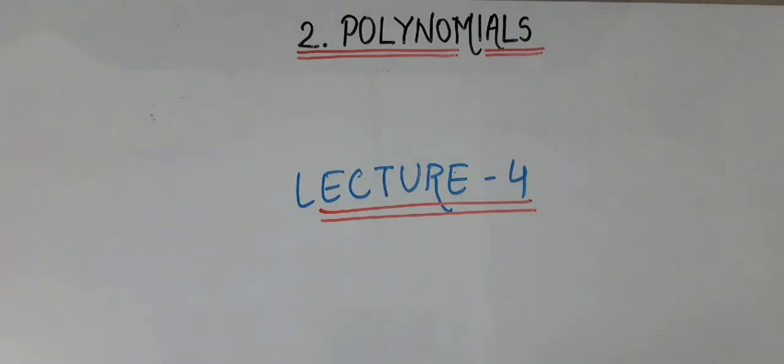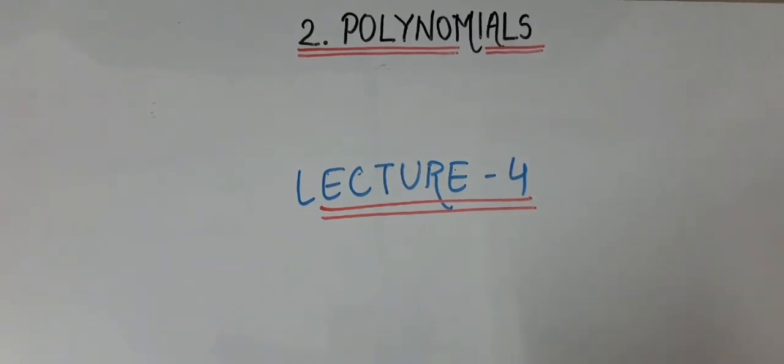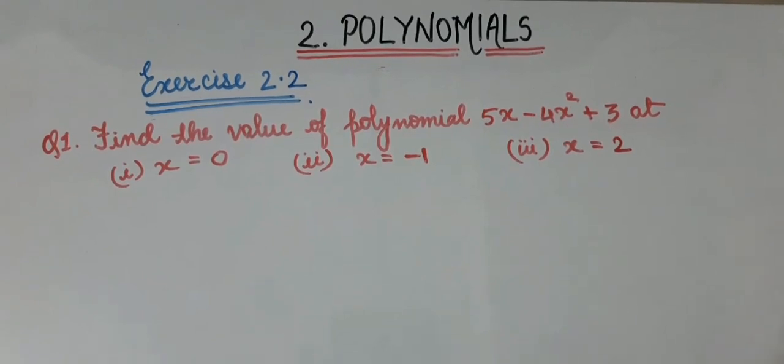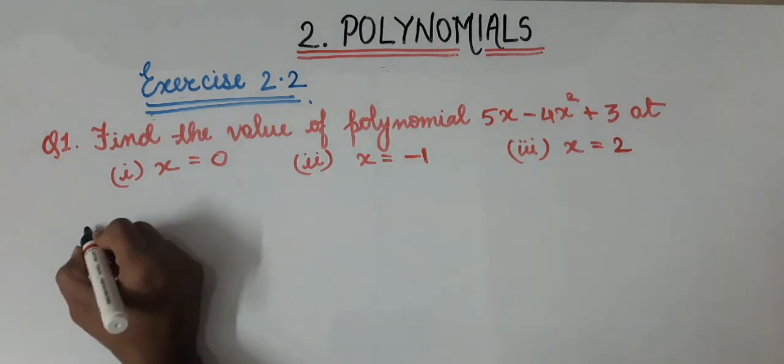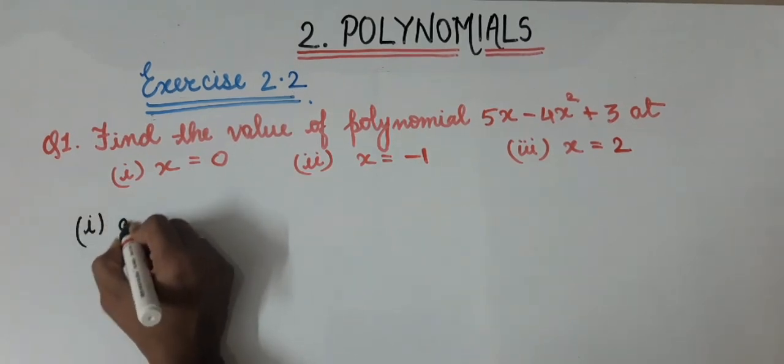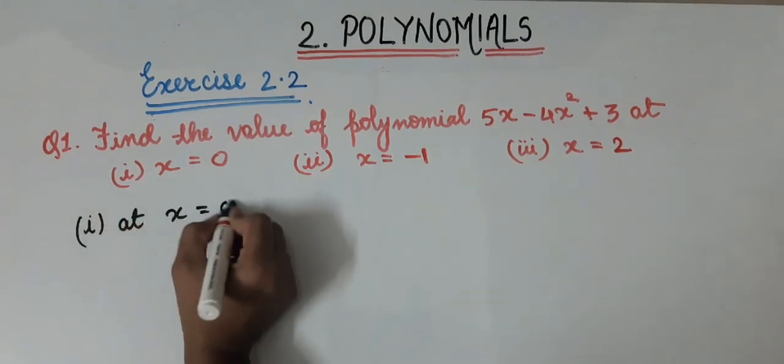So let us see the first question. Find the value of the polynomial 5x minus 4x square plus 3 at x is equal to 0, x is equal to minus 1 and x is equal to 2. One by one we are going to find it for all the three conditions. Let us find for the first one, at x is equal to 0.